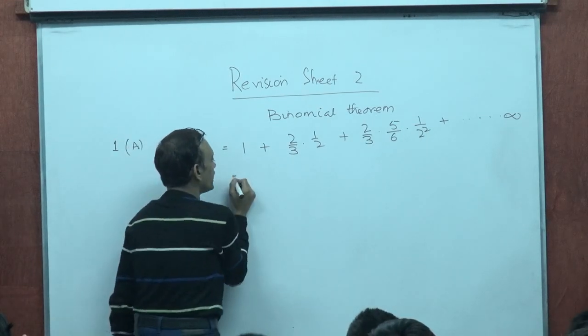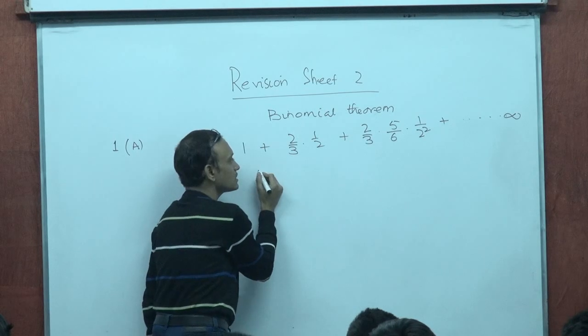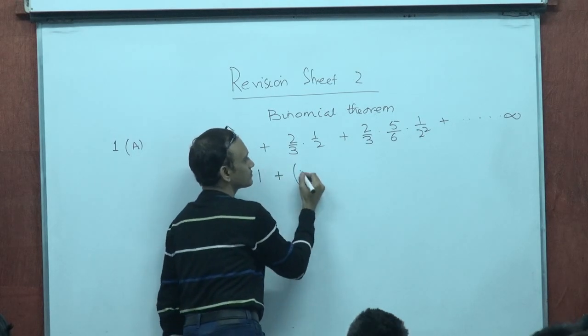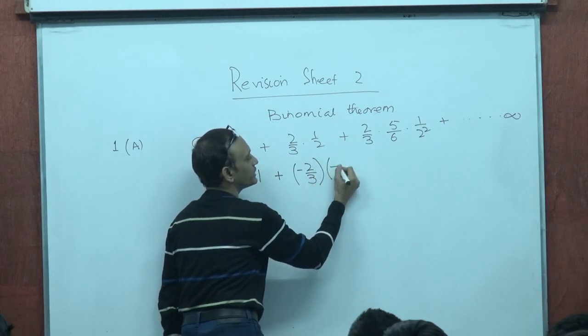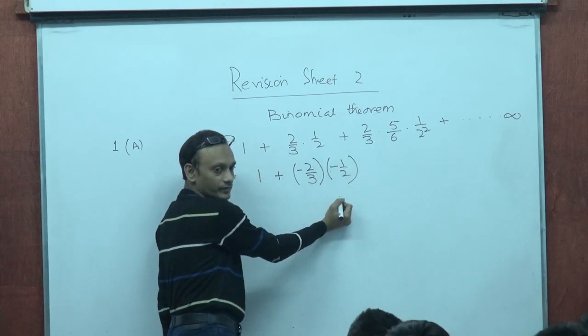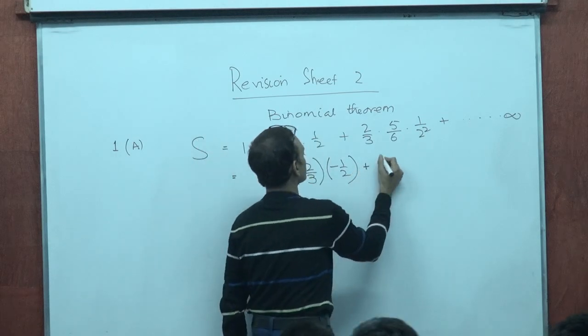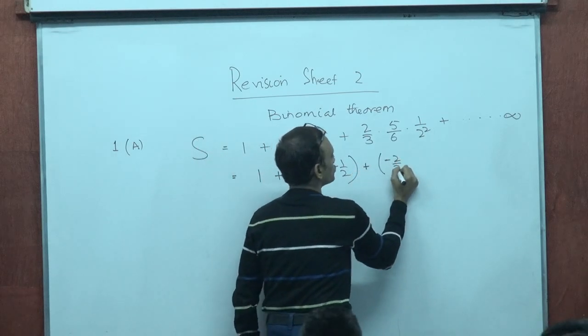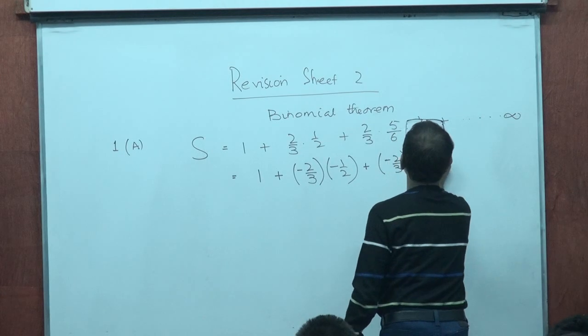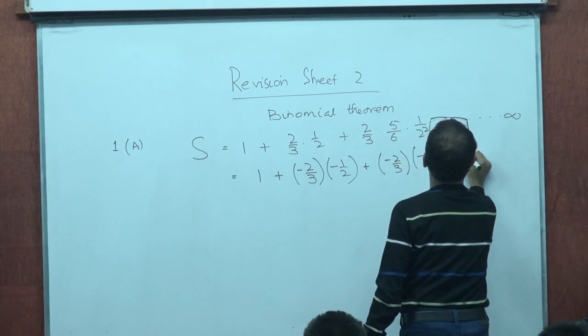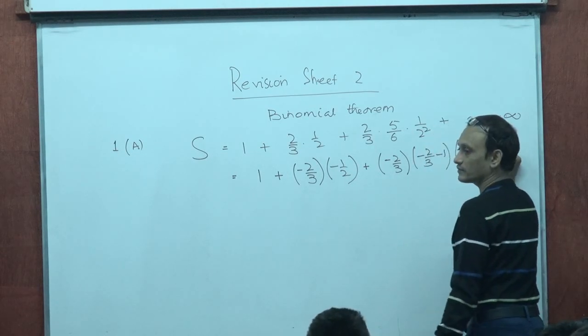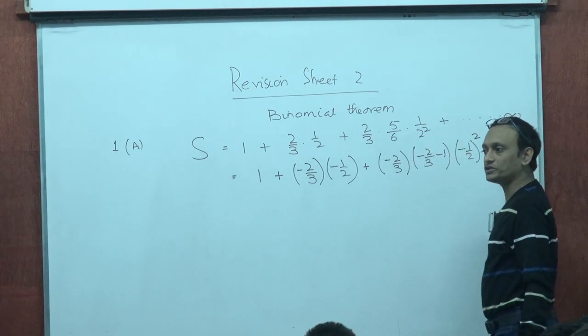Now this could be rewritten as 1 plus minus 2/3 into minus half, right? Plus minus 2/3 into minus 2/3 minus 1 into minus half whole square, and so on and so forth, right?